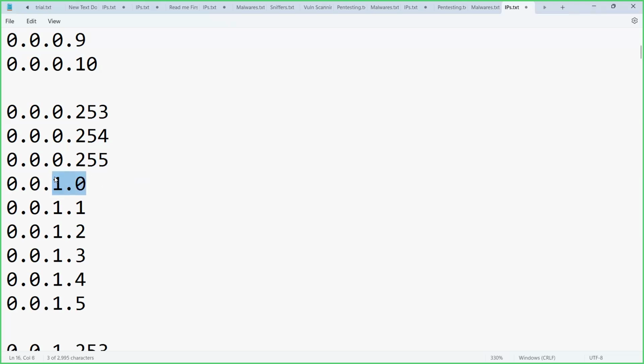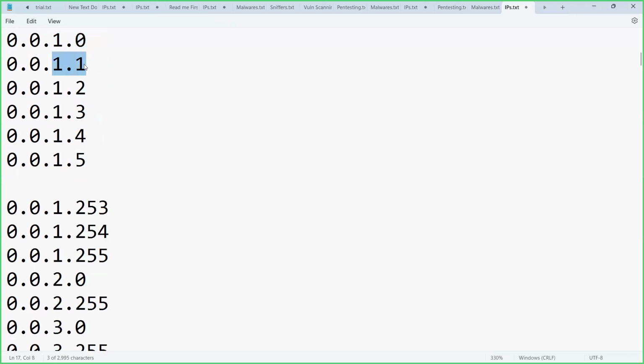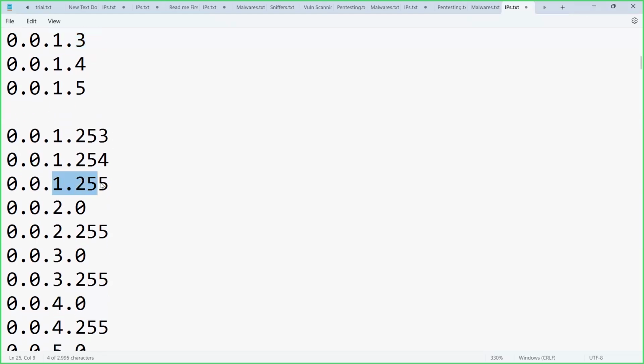So you have 0.0.1.0 after 0.0.0.255. After 0.0.1.0, don't directly jump to 0.0.2.0. That would be wrong again. Remember rule number 1, always increment from the rightmost octet. So after 0.0.1.0, you have 0.0.1.1 again. Then 1.2. Then 1.3. Then 1.4. Then 1.5. Then 1.6, which goes all the way up to 1.255.